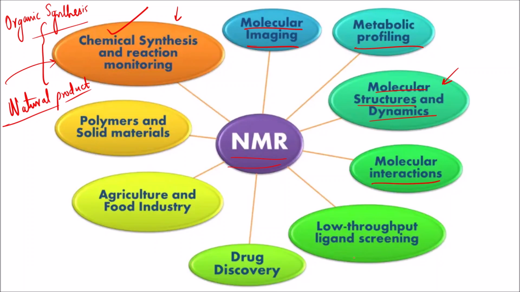You can also analyze molecular interactions. Then there is low throughput ligand screening and drug discovery, to analyze the structure of the drug that you have synthesized or discovered. Everything you can do using NMR. It is also useful in agriculture, the food industry, polymers and solid materials, or solid state synthesis.